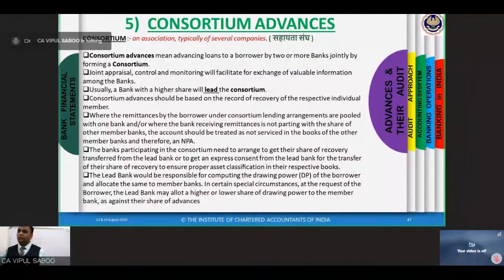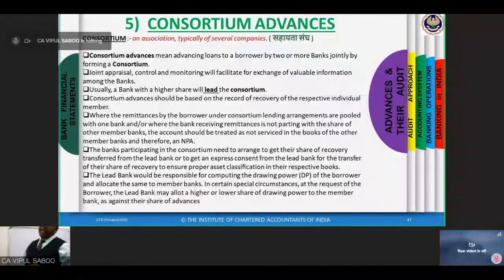This is the main difference from syndicate. In a consortium, there is a lead bank. Right? The bank with a higher share will lead the consortium. Consortium advances should be based on the record of recovery of the respective individual members. Suppose there are many banks.